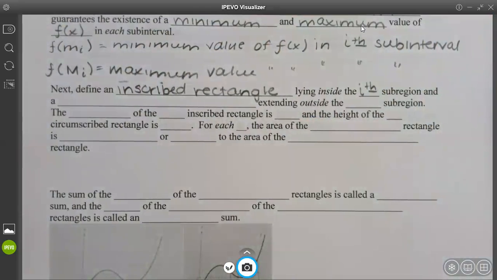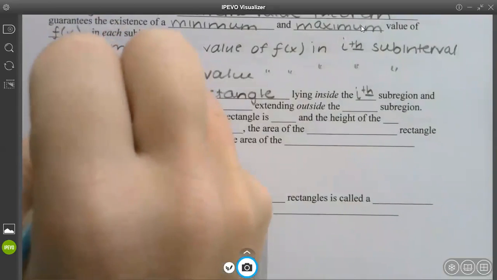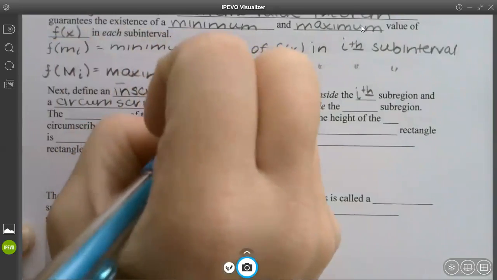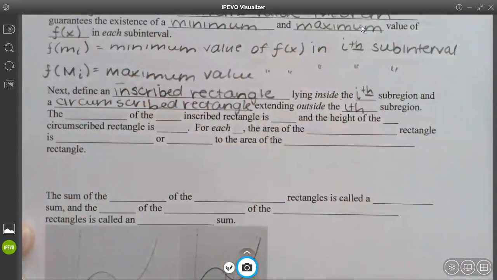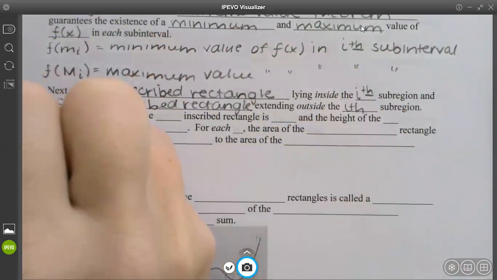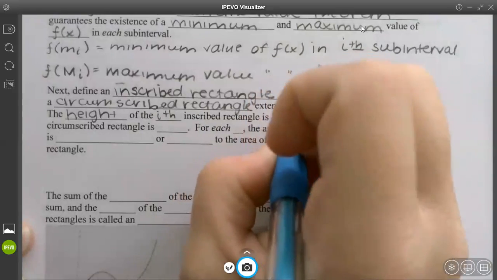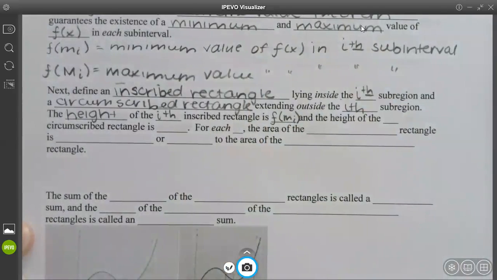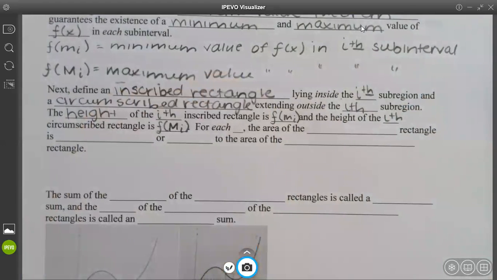Okay. All right, and a circumscribed rectangle extends outside the ith subregion. The height of the ith inscribed rectangle is f of little m sub i, or the minimum. And the height of the ith circumscribed rectangle is f of capital M sub i, the maximum.